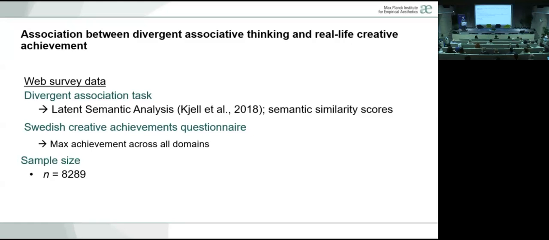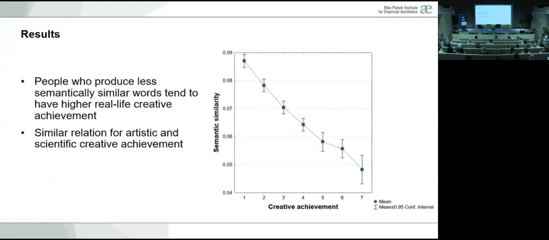and a decent sample size. And skipping directly to the results, people who produce less semantically similar words tend to have higher real-life creative achievement. No surprise there. We find a similar relation for artistic and scientific creative achievement. This is probably the prettiest graph I will ever present.